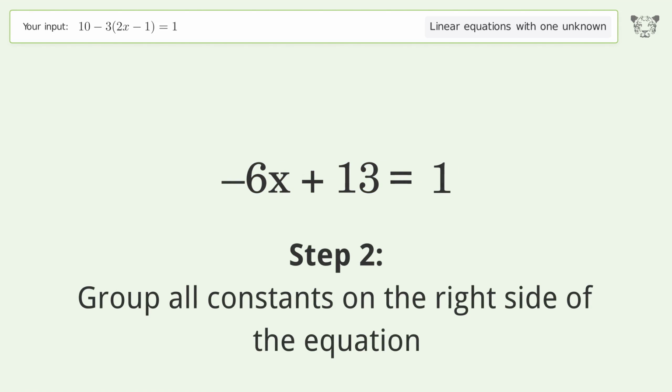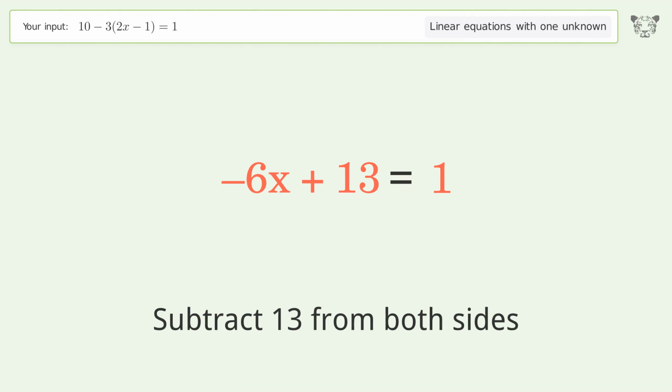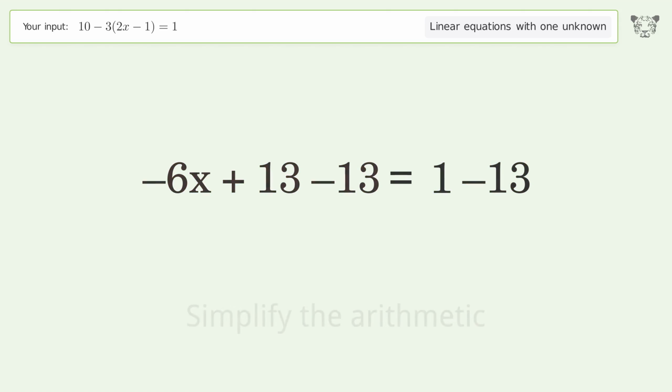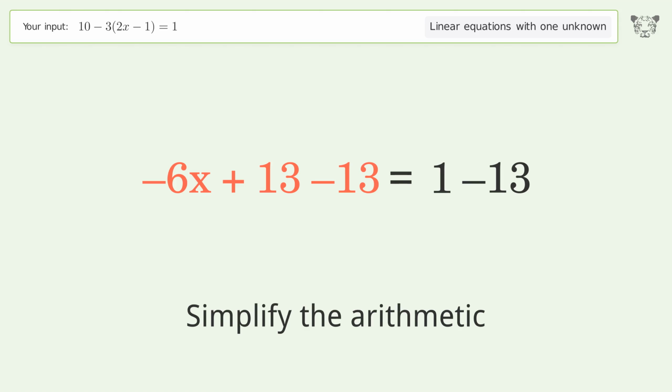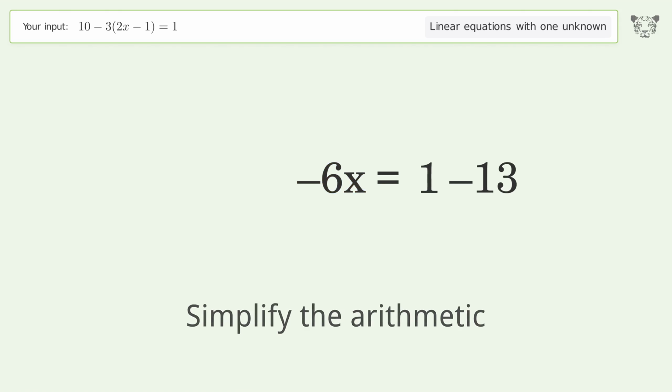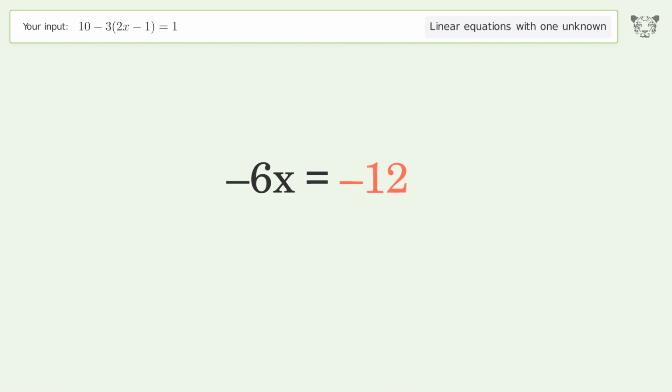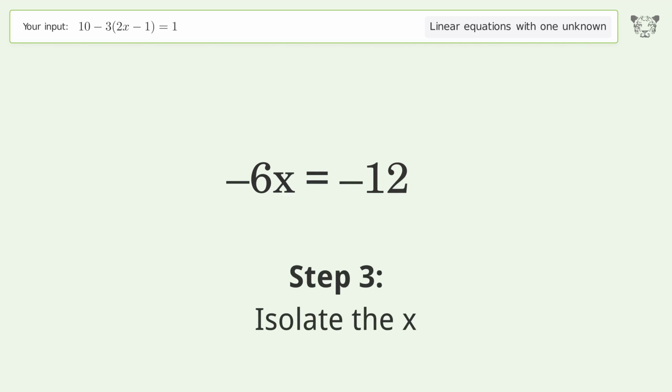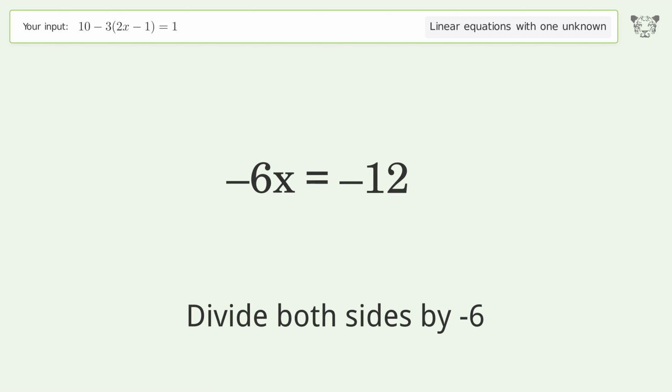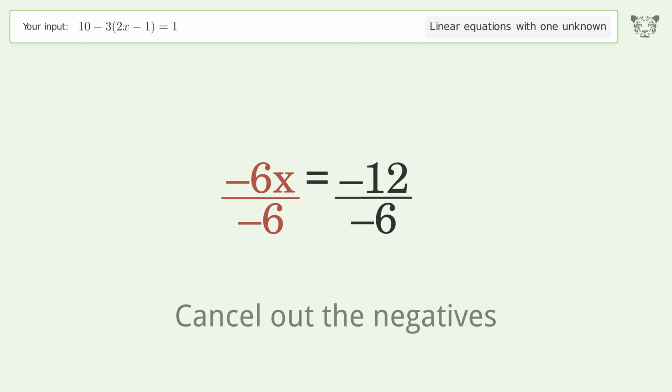Group all constants on the right side of the equation. Subtract 13 from both sides. Simplify the arithmetic. Isolate the x. Divide both sides by -6. Cancel out the negatives.